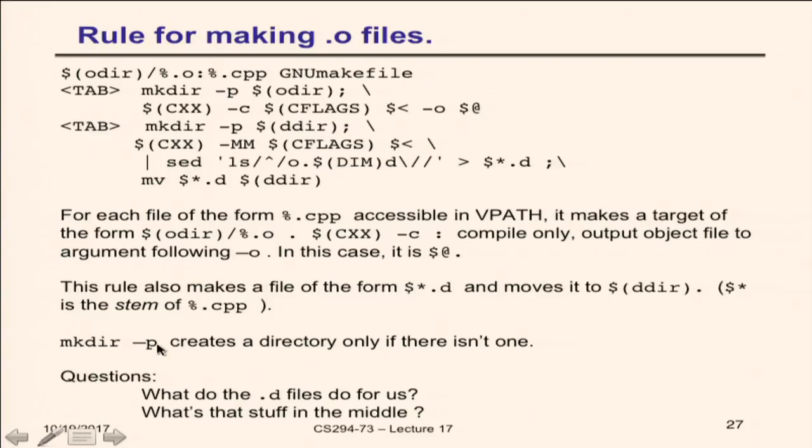Make directory -p is something you'll see a lot of in makefiles, because you want to have directories created by your makefile. But if the directory is already there, make directory by itself is going to send an error. You say already have a directory by that name. -p says only make it if it isn't there already. So now, two questions you should have. First one is, what are these .d files going to be doing for us? And the second thing, what is this thing in the middle? What's that looks like? We're getting into things that are starting to look like line noise.